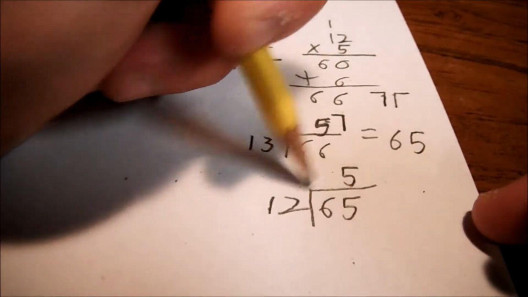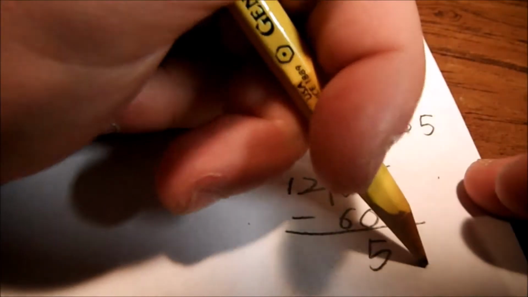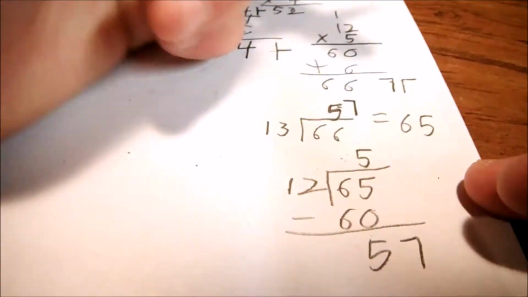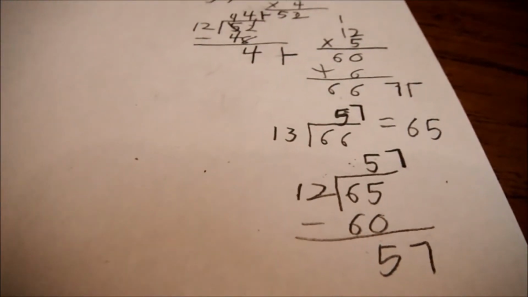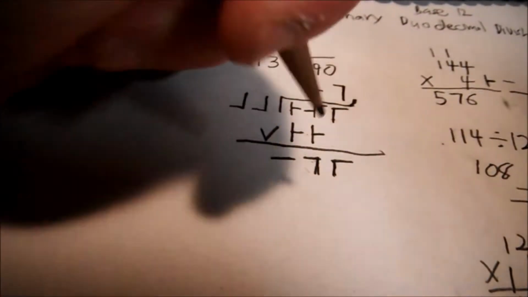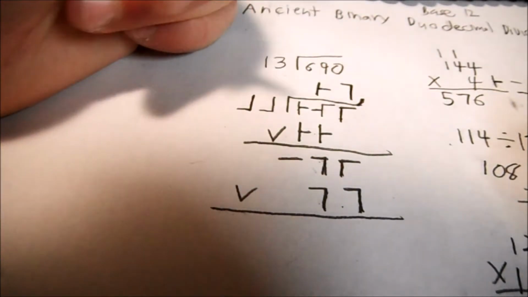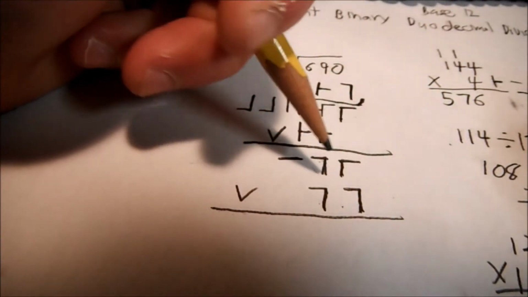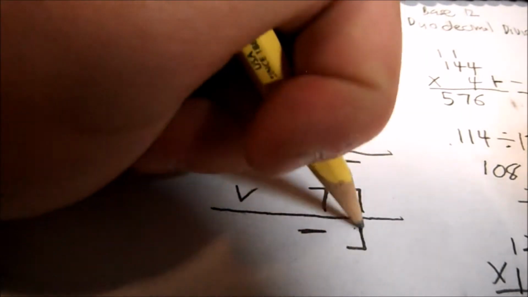65 divided by 12 equals 5, because 5 times 12 equals 60. So now we subtract this, and we have 5 in the ones place, and we have 5 in the 12's place. So now we move up, and we'll once again subtract this. And so now this equals 0, and 6 minus 5 equals 1 left over.